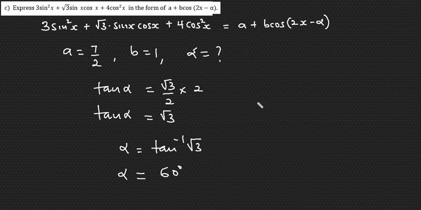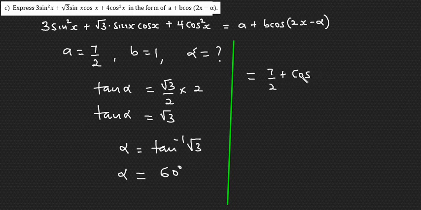So this can be expressed in a form. Therefore, we'll have our final answer as 7 over 2 plus cos, because the coefficient here is a 1, then 2x minus 60 degrees as the answer.